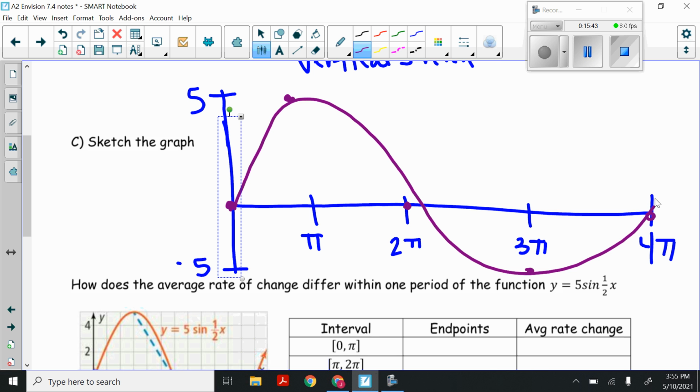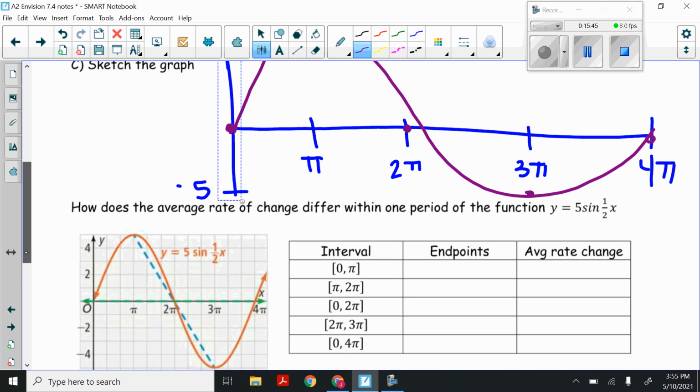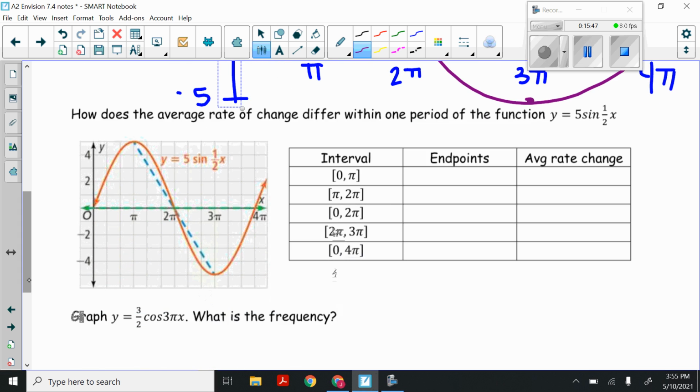Right, so now last thing we're going to look at, how does the average rate of change differ within one period of the function y equals 5 times the sine of 1/2 x? So remember, average rate of change is just like slope, right? Over here, when it says average rate of change, we're going to do y2 minus y1 over x2 minus x1. So we want to check the interval from 0 to pi.